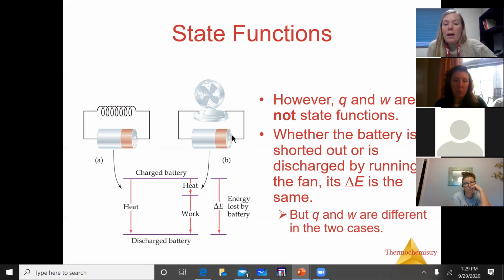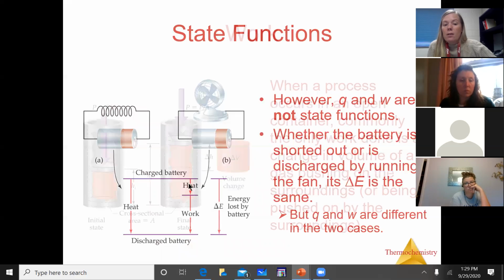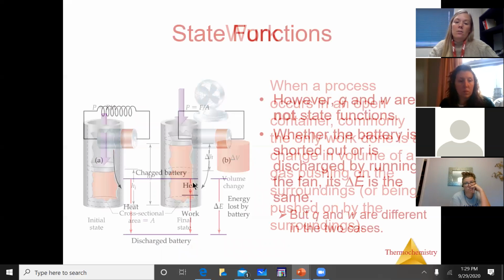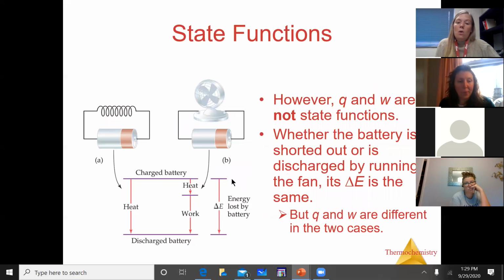On the right, the battery is going to lose some energy through heat, but some of it is going to be lost through work, or producing a force over a distance in the fan. Either way, though, whether we lose it all through heat or we lose it through heat and work, the total difference is still the same.